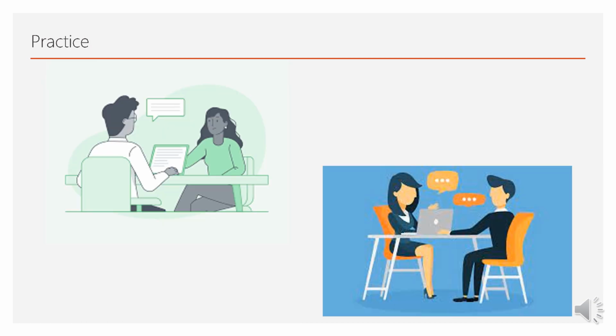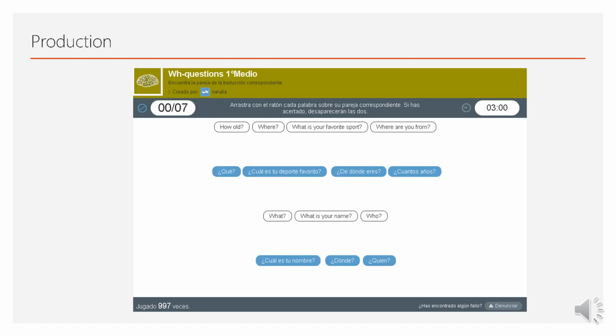In the practice, my students work in pairs, and each student interviews their partner. This interview can be on any subject. They can develop questions and write answers. For this activity, they have 20 minutes. After that, in production, my students answer the following quiz, where they should relate each W question with its translation and the formulation of the correct question on the celebrity page. For this activity, they have 10 minutes.